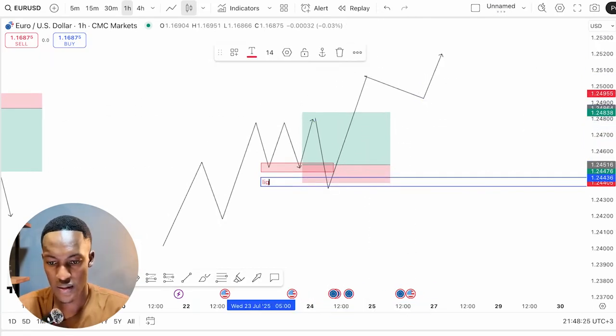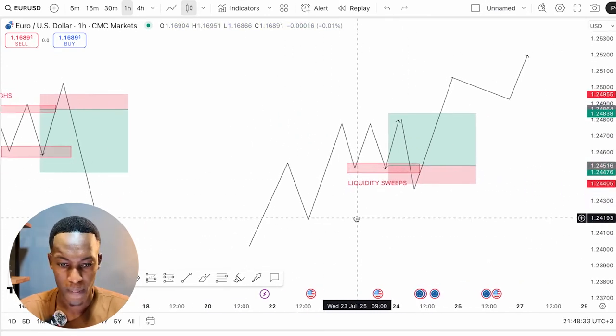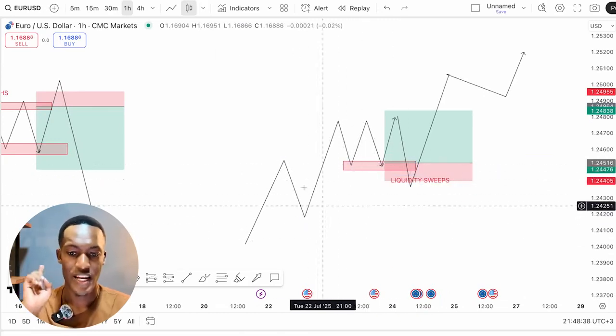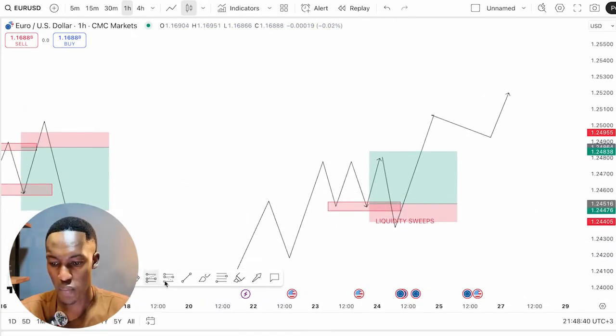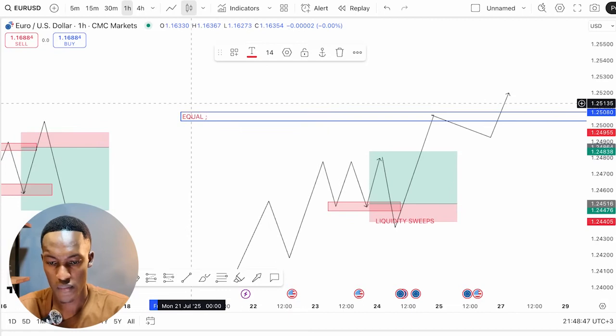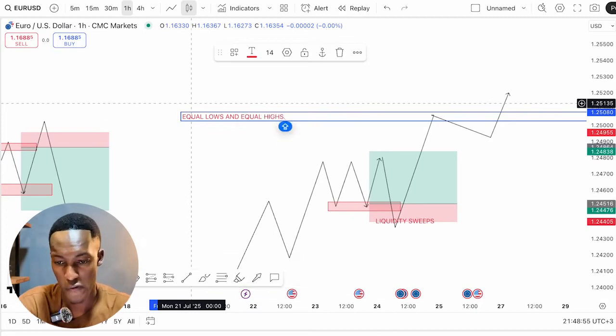So this is liquidity sweeps. Everything here, you're being taken out. Again, keep in mind, we still have equal lows. Now, remember, I said it's very, very important that you need to look out for equal lows and equal highs. That's very, very important with your confirmations.